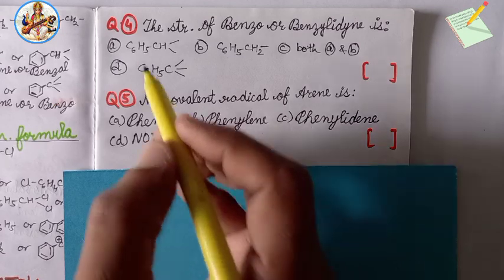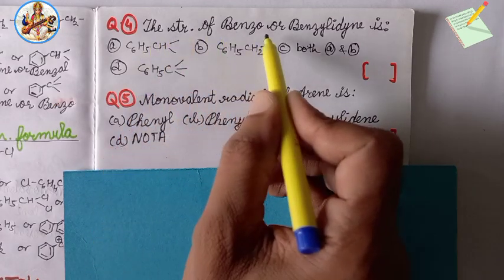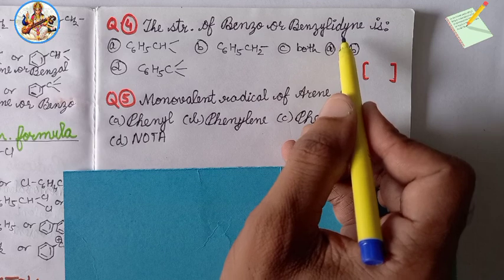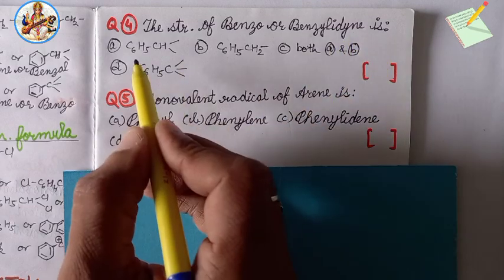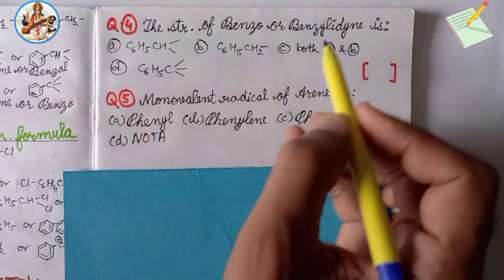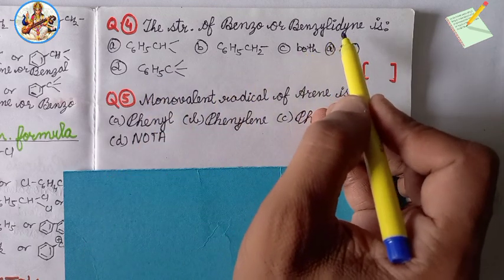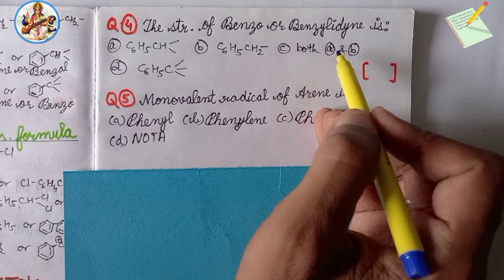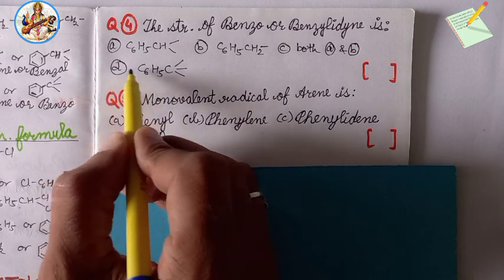Now next question, question 4. The structure of benzo or benzylidyne is option A, B, C and D. We know that the -ylidyne suffix is used for a trivalent radical, so the answer will be option D.